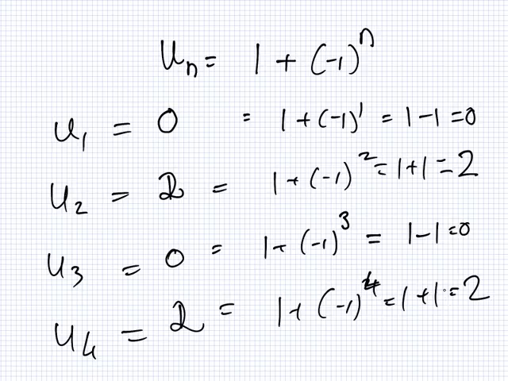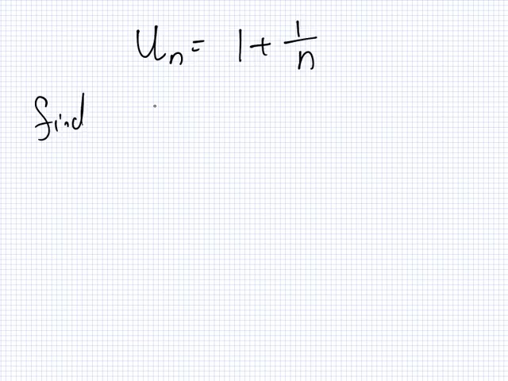Okay, can I scroll down? So, let me give you another formula. Let's say un equals 1 plus 1 over n. And this time I would like you to find u9, please. Give me the answer as a fraction. Write it down. So the 9th term here will be 1 plus 1 over 9, which is 10 over 9. That would be the 9th term.